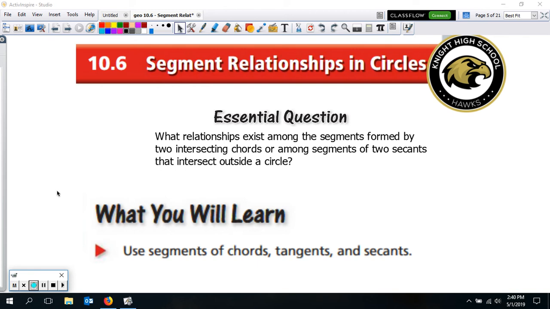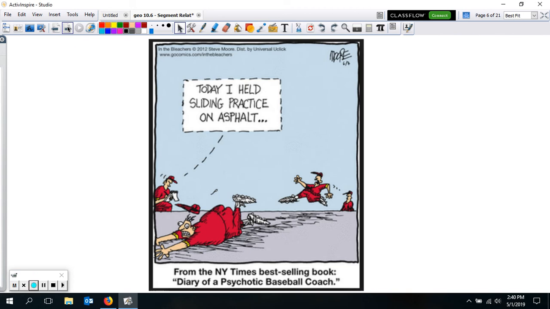First, let's go ahead and look at a little cartoon of the day. It says, from the New York Times best-selling book, Diary of a Psychotic Baseball Coach. And he's writing in his diary, today I held sliding practice on asphalt. Oh man, that's, guys, yeah. All right, here we are.